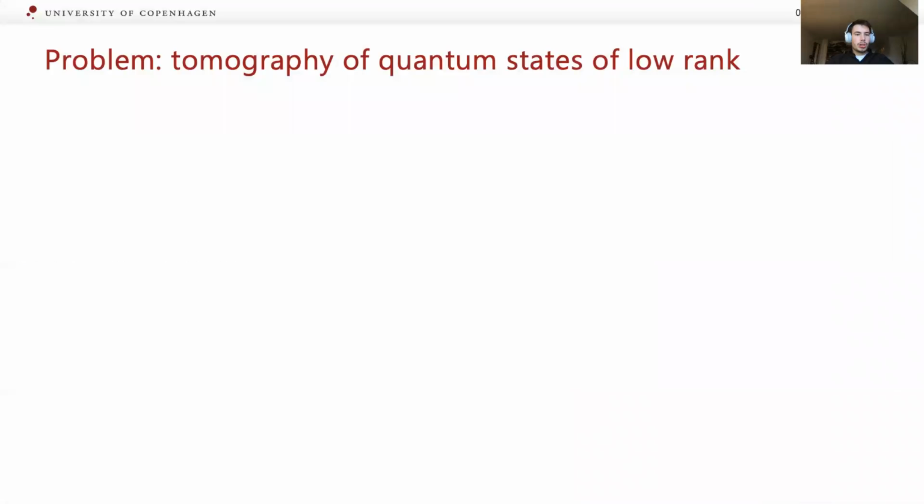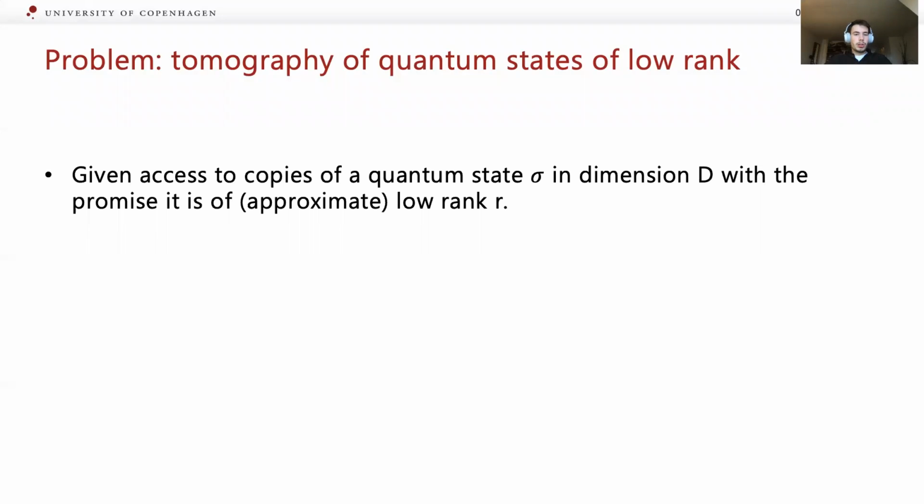Okay, so what is this talk about? The main problem we're going to address in this talk is that of tomography of quantum states of low rank. What is the framework? We are given access to copies of some quantum state sigma. We know it's in dimension D. D is the dimension, not the number of qubits. And we have the promise that it is of approximate low rank, say it is close to a pure state.